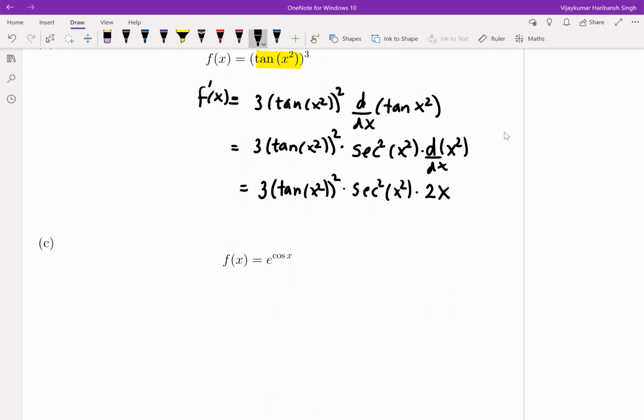Similarly, let f of x be e to the power cos x. Here the outermost function is e to the x, and the derivative of e to the x is e to the x. So f prime x is going to be e to the power cos x times the derivative of cos x, which is minus sin x. So this is your answer.